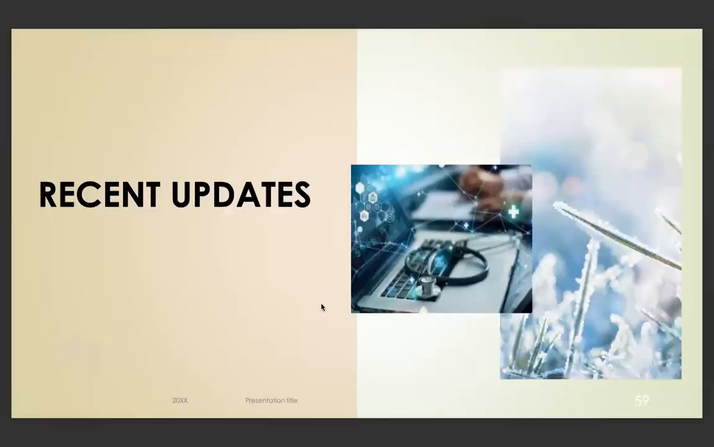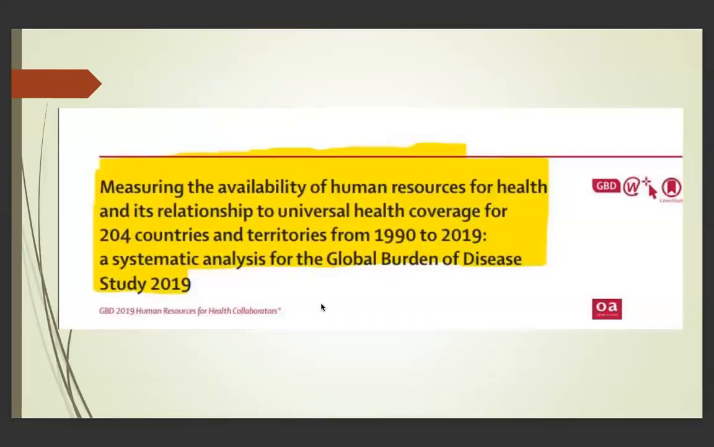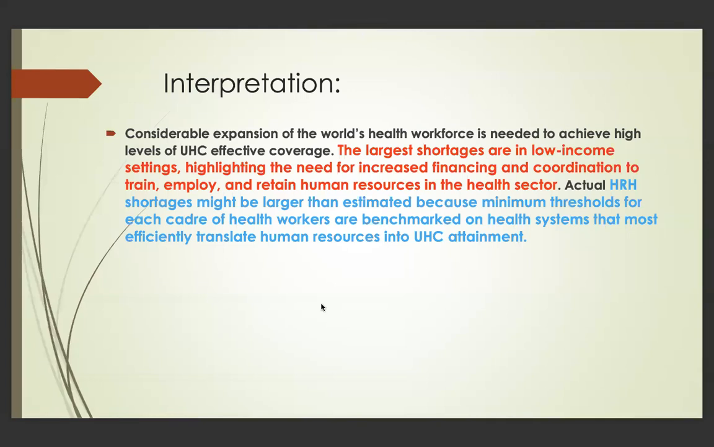Now, time for recent updates. Measuring the availability of human resources for health and its relationship to universal health coverage for 204 countries and territories from 1990 to 2019, a systematic analysis for the Global Burden of Disease Study 2019. The interpretation: considerable expansion of the world's health workforce is needed to achieve a high level of universal health effective coverage. The largest shortages are in low-income settings, highlighting the need for increased financing and coordination to train, employ, and retain human resources in the health sector.